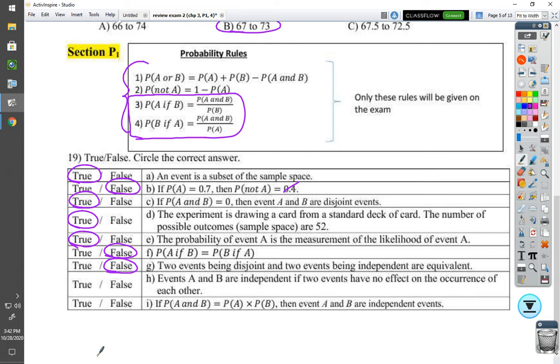Events A and B are independent if the two events have no effect on the occurrence of each other. Yes, that's the definition of being independent. And lastly, if P of A and B equals the probability of A times the probability of B, then the events are independent. That is a true statement. That's how we actually check.